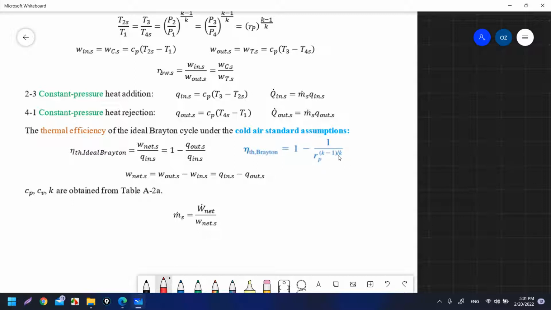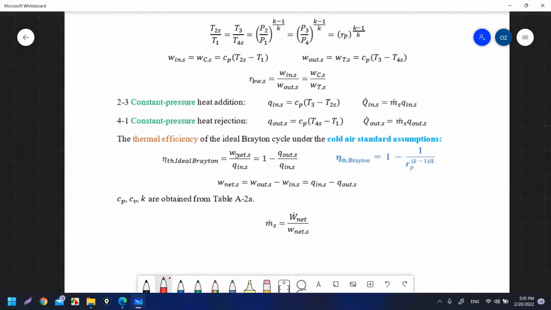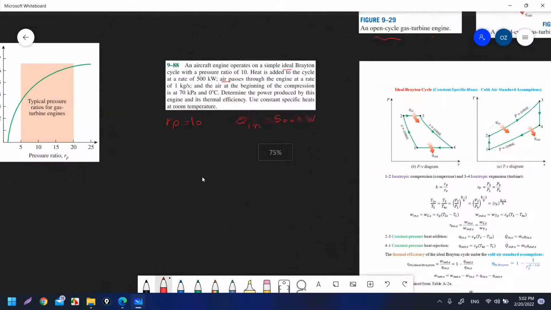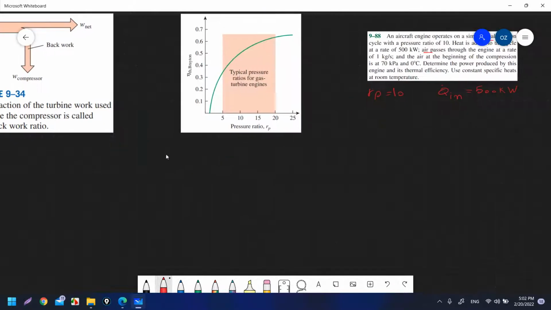We have that k is equal to 1.4. So by increasing the pressure ratio, this term will decrease, and the whole term for the thermal efficiency of Brayton will increase. So the thermal efficiency for the Brayton cycle is increasing by increasing the pressure ratio.